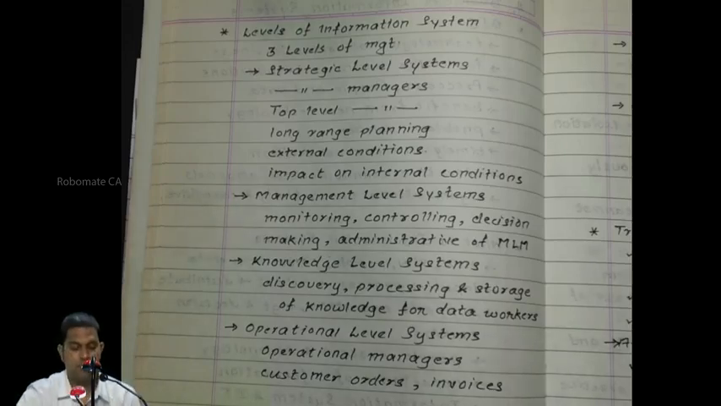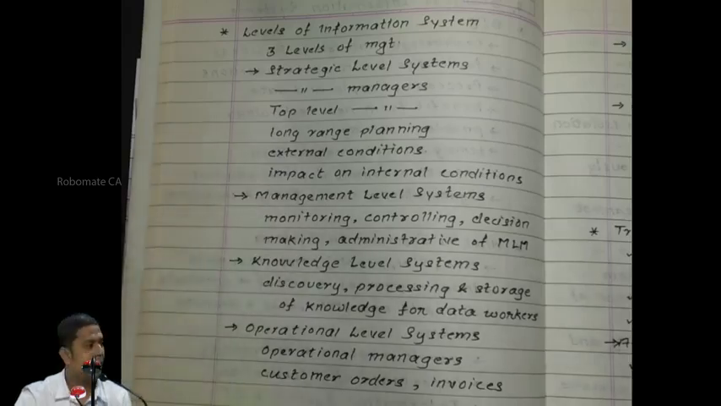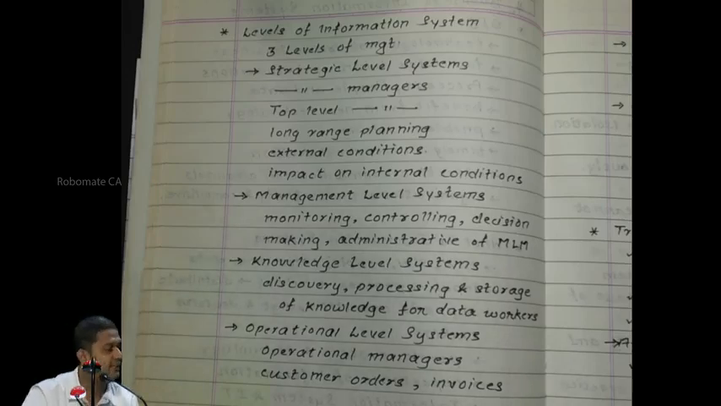Right. So I was talking about what top level management is doing. The strategic level information system will be used by this particular level of management. Stepping down, we are moving to the management level system. The management level system will be used by middle level management. Middle level management is nothing but departmental heads.